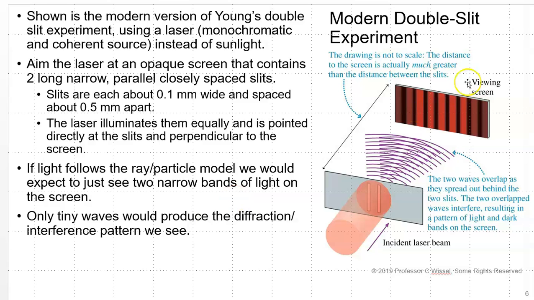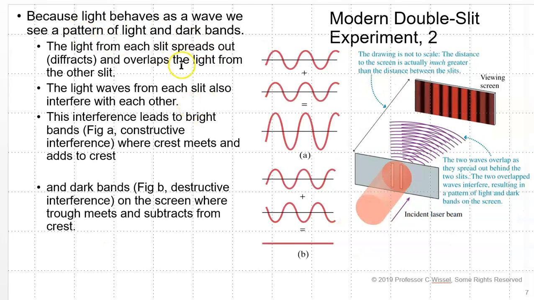The only way we can get this pattern is if light is a wave, to produce a diffraction or interference pattern. Because light behaves as a wave, we see this pattern of light and dark bands, and you can see that between your fingers. It's kind of cool. The light from one slit will spread out, and the light from the other slit will spread out, and they will overlap. So this is the wave from one slit, here's the wave from the other.